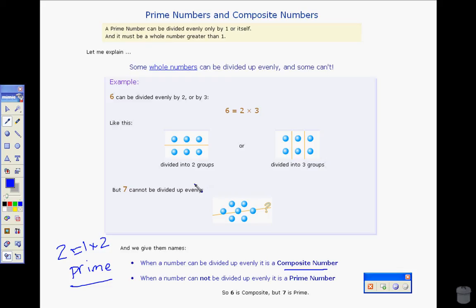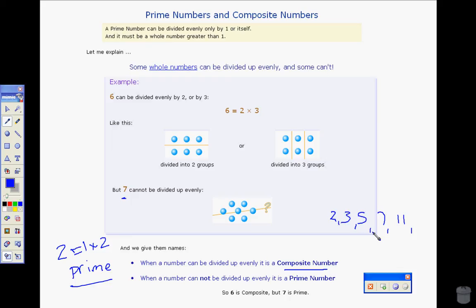So 6 is a composite number because we can divide 2 into it, or we can divide 3 into it. But if we get other ones like 7, you can't divide 7 into any other groups. You can only really write it as 7 times 1. You can't divide 2, 3, 4, 5, or 6 into that. So it's what we call a prime number. If you start listing prime numbers, we've got 2, 3, 5, 7, 11, and then you can keep going. It goes on forever.